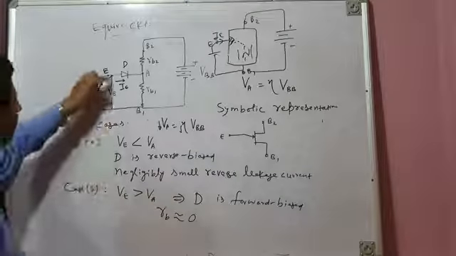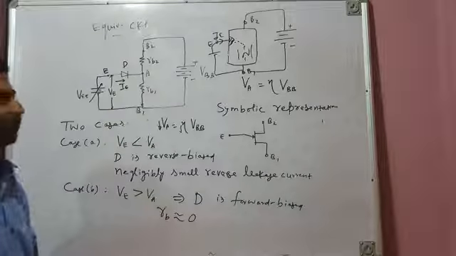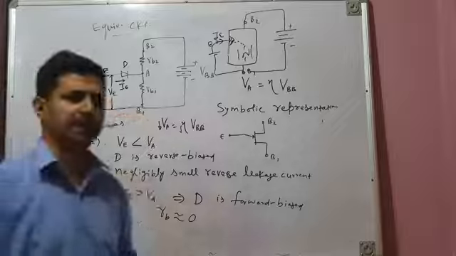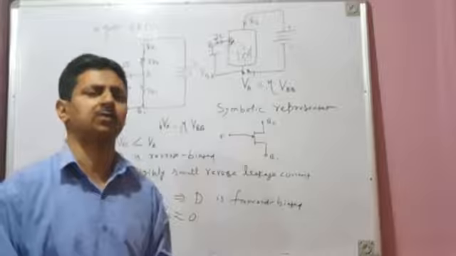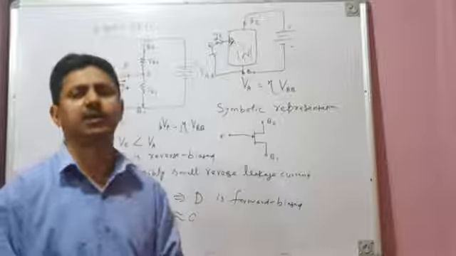Case A, this VE is less than VA. When VE is less than VA, the diode, or PN junction, is reverse biased, and the device is in the off state. Only a very small, negligibly small reverse leakage current will flow. So the device is virtually in the off state.